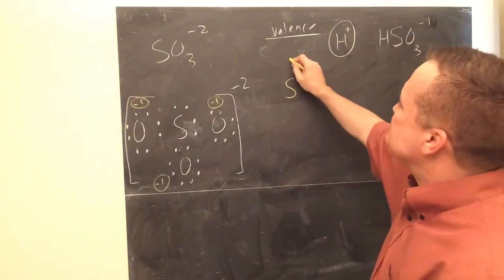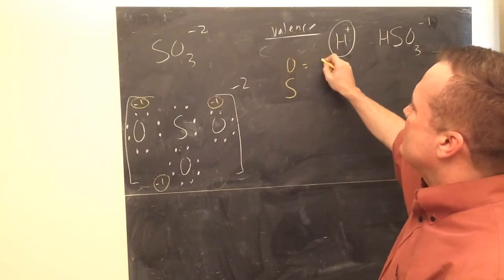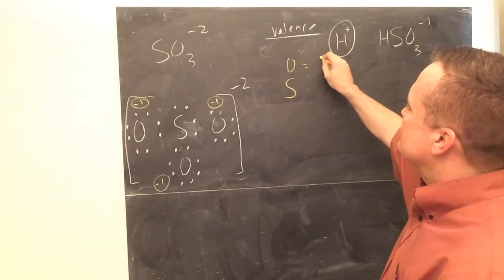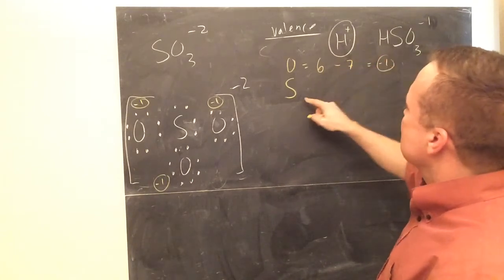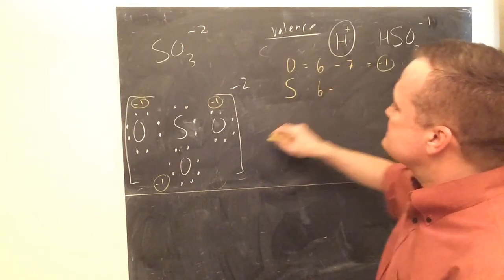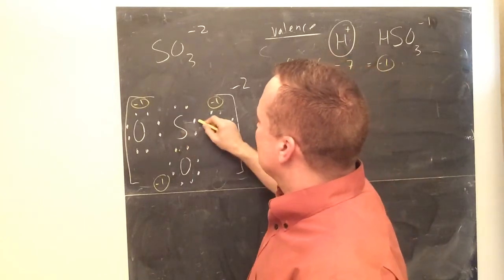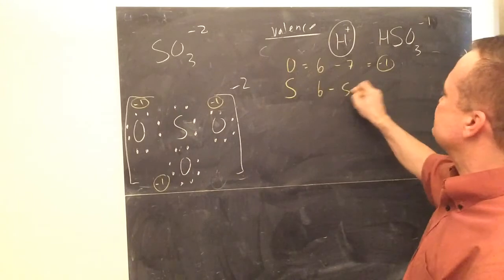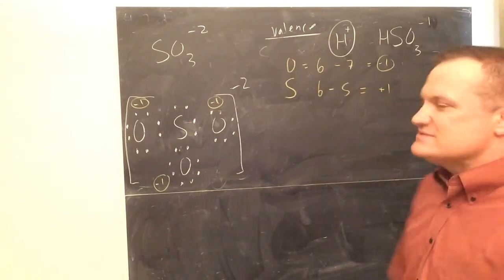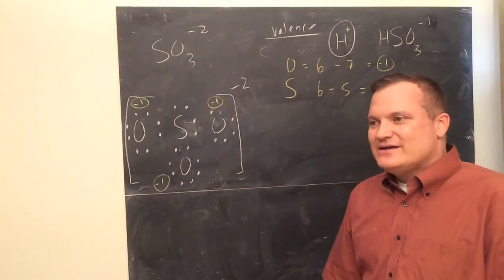Sulfur, at least. Oxygen is going to be 6 valence minus 7, which is negative 1. Sulfur is 6 minus 1, 2, then half, half, half. 1, 2, 3, 4, 5. 6 minus 5 is positive 1. Oh, it's not going to be the same. Huh. Okay. Yeah, well, good.